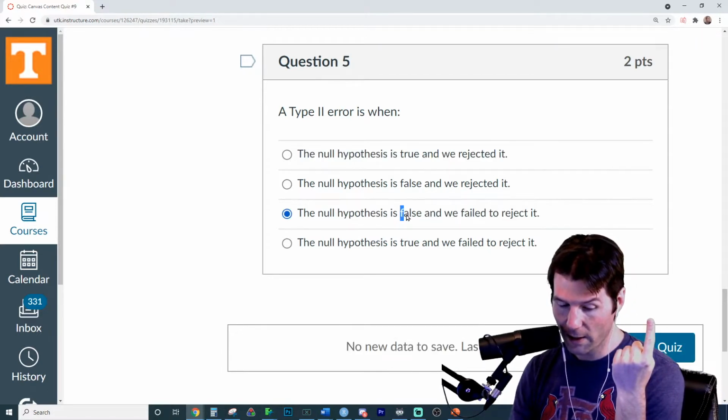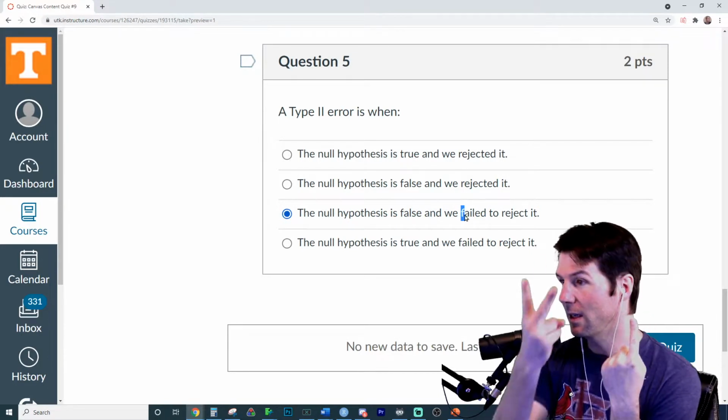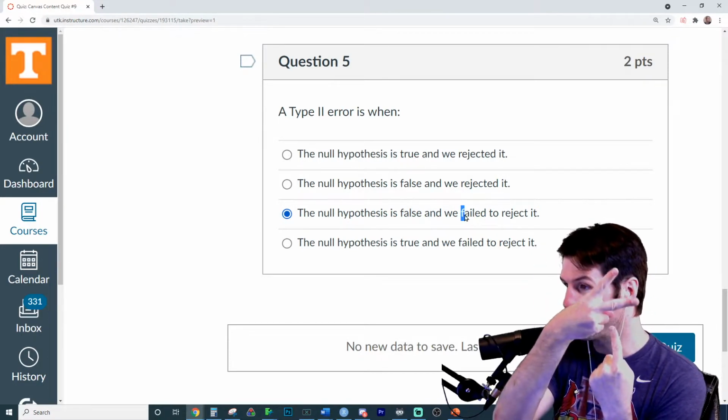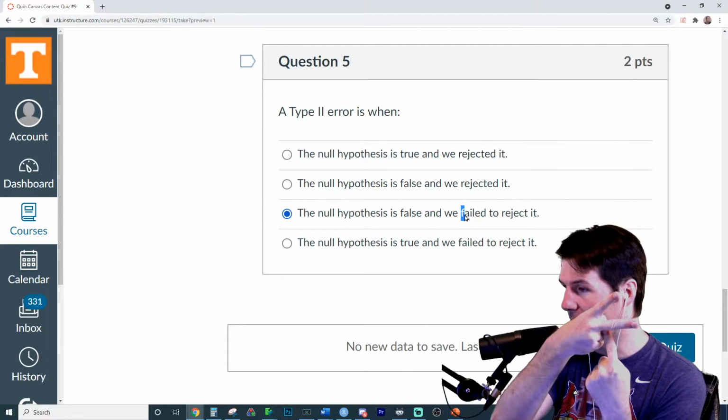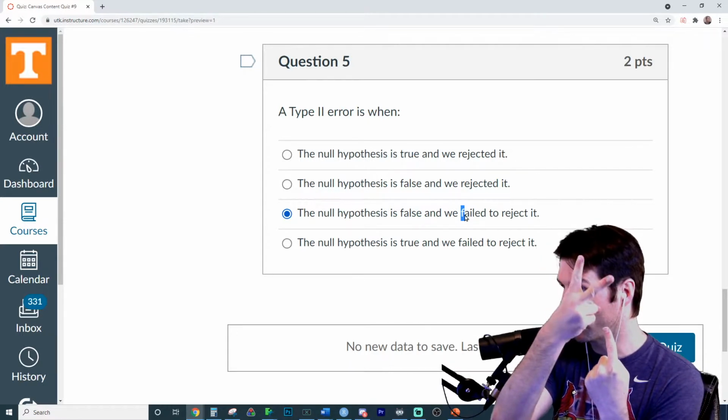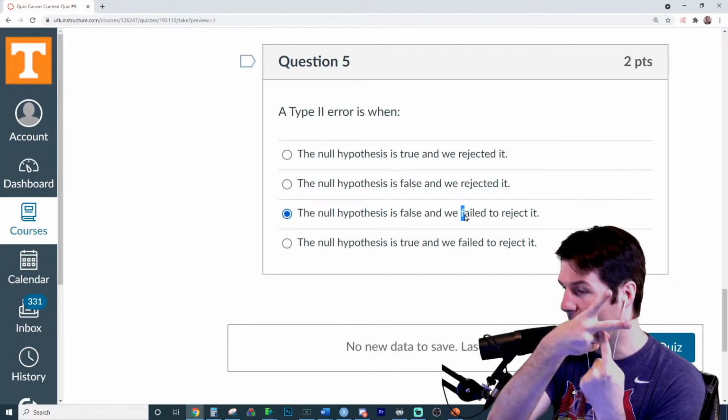And you see the second one right here? And we fail to reject it. So you'll see me doing this tomorrow. In a type 2, the null is false, and we fail to reject it. In a type 1, the null is true, and we reject it. In a type 2 error, the null is false. That's an F, and we fail to reject it.